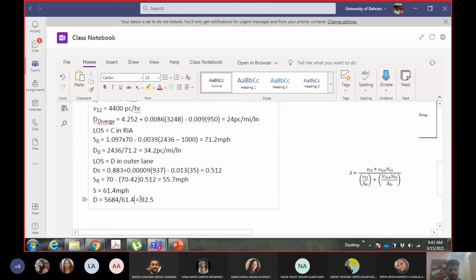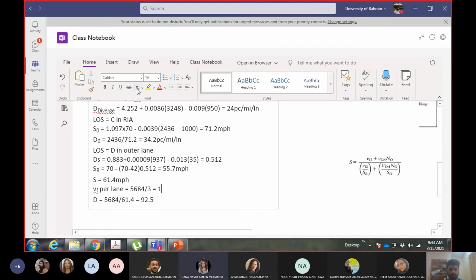Sorry, we need to convert it to per lane. Flow per lane, we need flow per lane. So VF per lane is 5684 divided by 3 lanes. How much? 1895. Okay, it will be passenger cars per hour per lane now. And how much do you get here now? 1831 passenger cars per mile per lane.